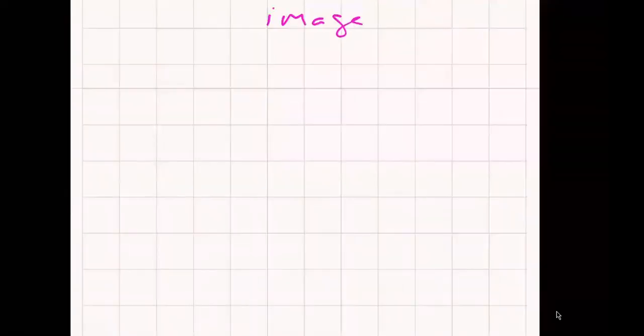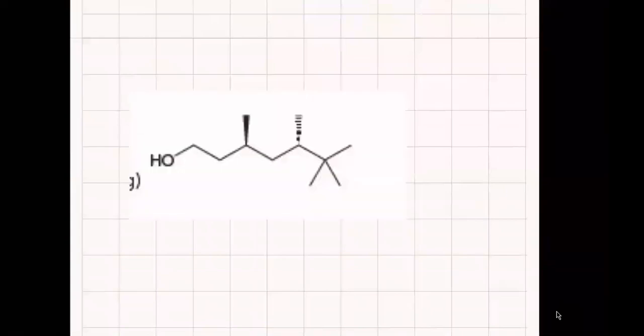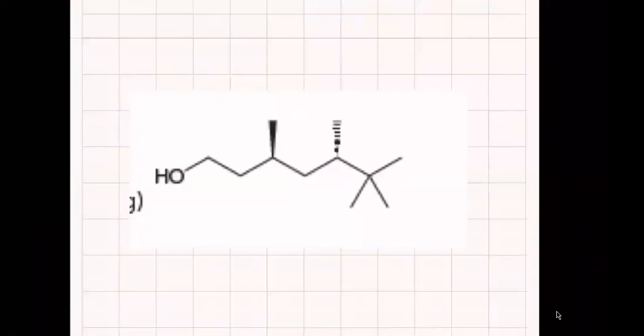All right, let me make sure that's a new page. So I'm going to paste this image in here. Can y'all see the wedge and the dash, the difference between them? Yes. All right, so let's rule out everything that can't be a chiral center first before we start identifying chiral centers.